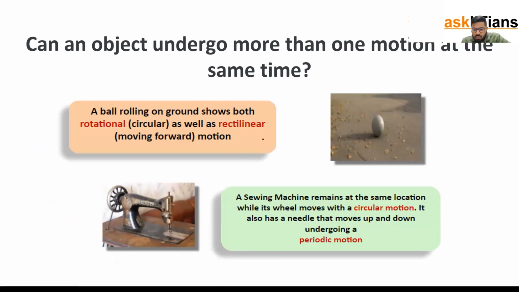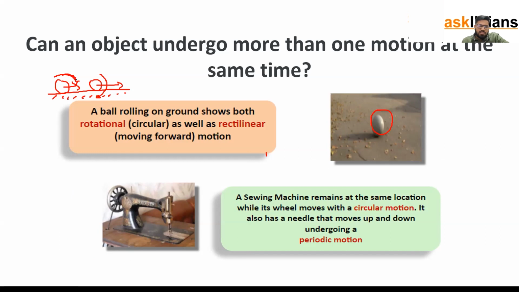Now see the example of a ball rolling on the ground. This ball is rolling on the ground. So how will the ball roll? The ball will roll like this, doing this type of motion, and it will also move straight. Yes or no? So basically this is a combination of two types of motion.